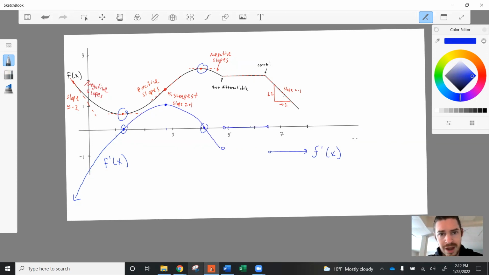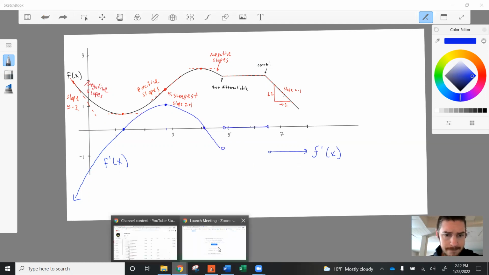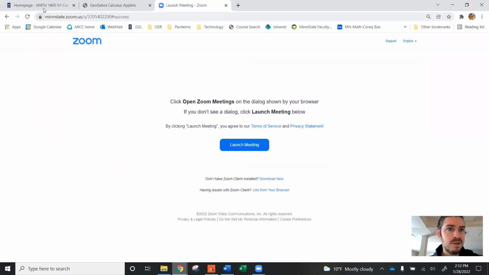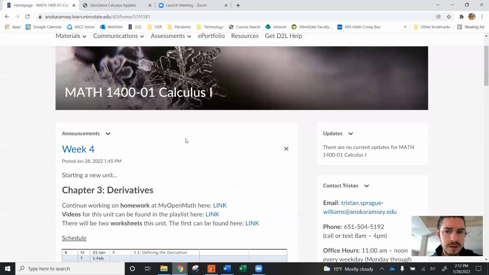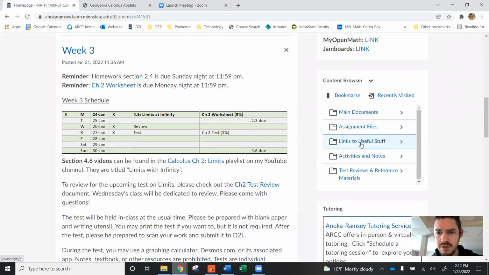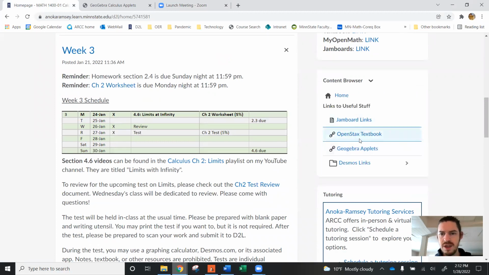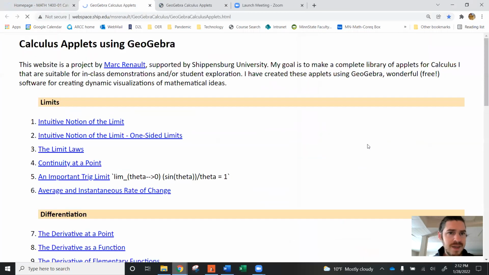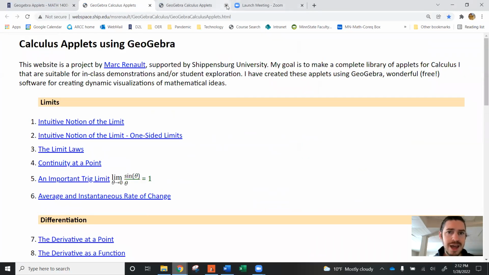All right, so now that I've shown you this stuff, I'm going to take you over to the internet and show you a couple of things over there. So on D2L, you have in the content section links to useful stuff. And one of the things in there is the Geogebra Applets. So click on that Geogebra Applets link. I actually already had it open in the tab, so I'll close that.